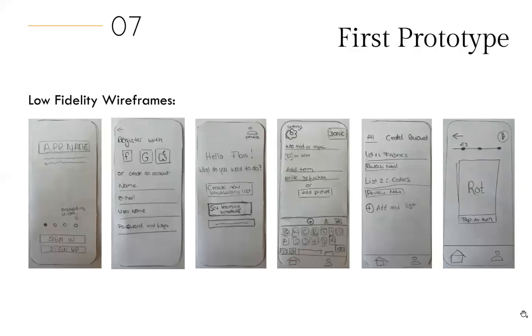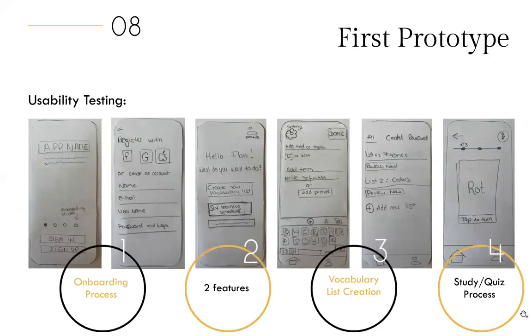So here you can see the first low fidelity wireframes, and I tested them with 5 potential users. What I tested was the onboarding process. I tested not only the process of creating a vocabulary list, but also the process of setting a goal. And at the end, I also looked at how the users go through the study or set quiz process.